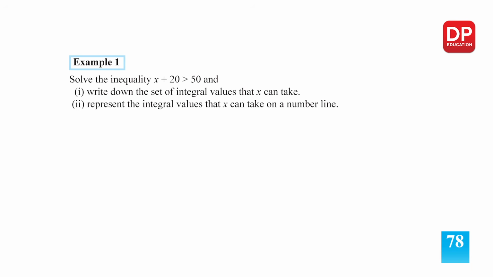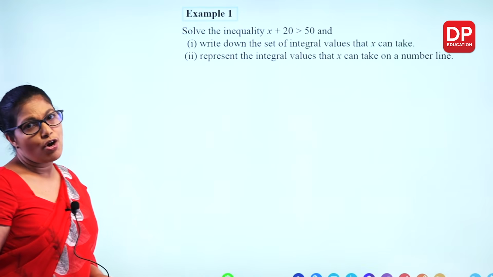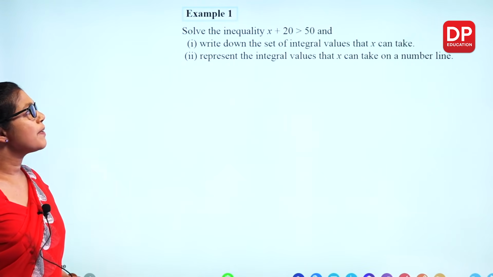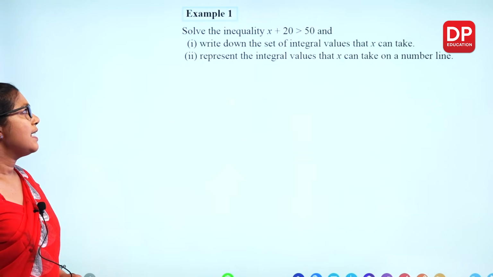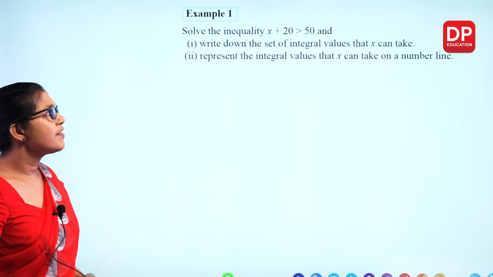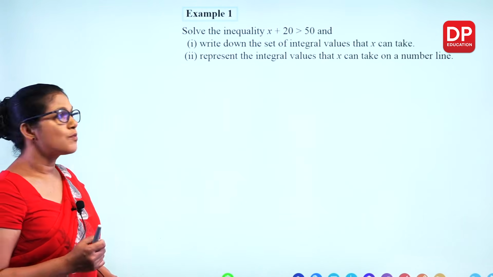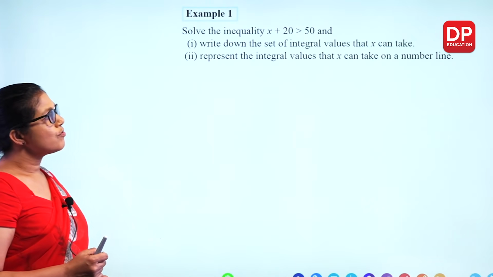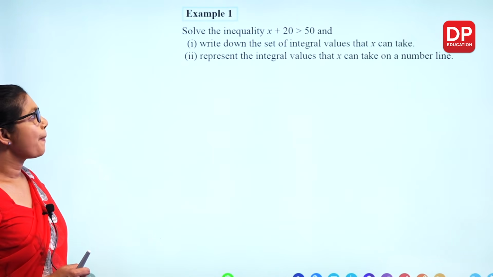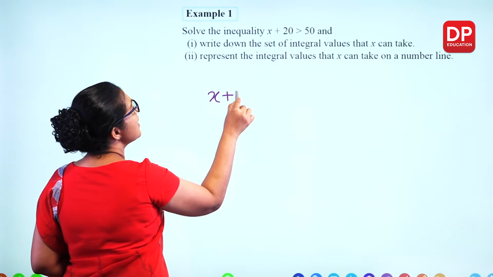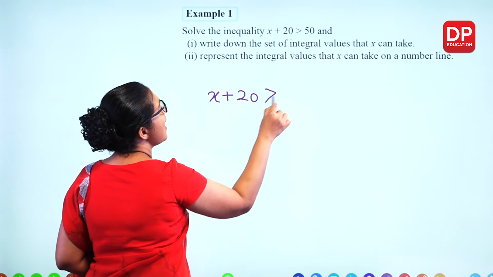Now we'll look at example 1 in your textbook. So it says solve the inequality x plus 20 greater than 50 and write down the set of integral values that x can take, and also represent these integral values on a number line. So first we'll take the inequality x plus 20 greater than 50.